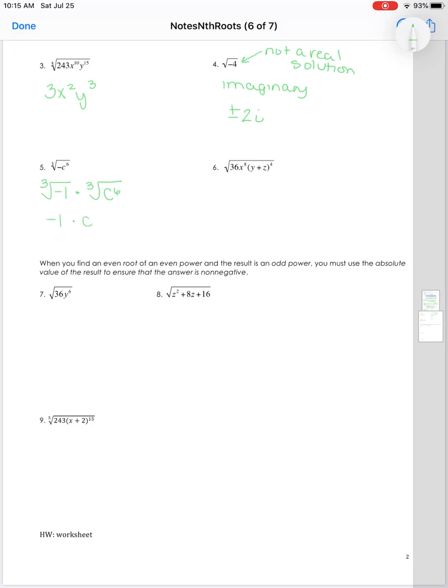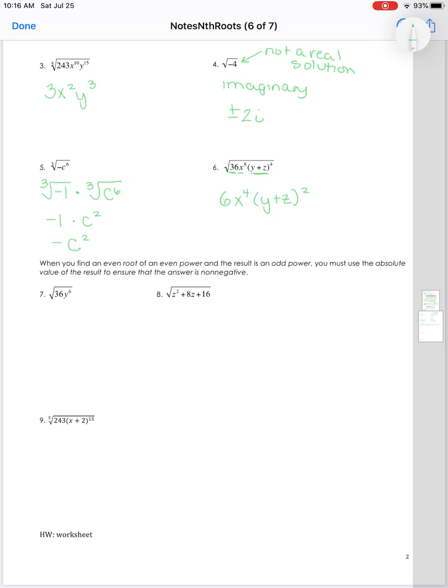Okay. Now for 5, we have the third root of negative c to the 6. Now, in the past, usually you can't take the square root of a negative number. That's fine. You can't take the even root of a negative number, but you can take the odd root of a negative. So I'm going to break this up to be the third root of negative 1 times the third root of c to the 6th. The third root of negative 1 is negative 1. And then with the 6, you just divide by 3, so you get c squared, so you get negative c squared for that one.